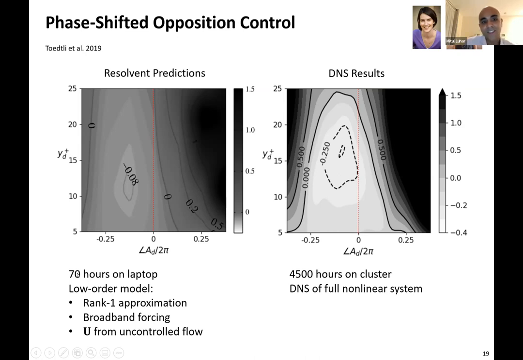The key advantage here is essentially that these resolvent-based predictions took about 70 hours on a laptop. Despite the fact that we integrated over spectral space, looked at a bunch of sensor locations, and looked at a bunch of phase offsets, because of the computational simplicity of the resolvent framework, all of this was done relatively quickly. Of course, the DNS takes a lot longer. In this case, there were roughly two orders of magnitude difference in terms of time. And of course, this was on a cluster rather than a simple laptop or a workstation.